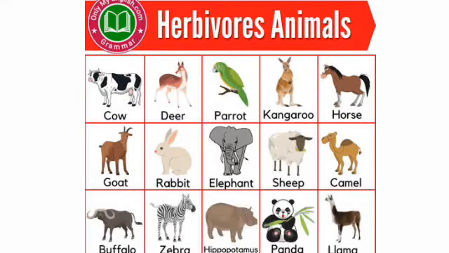Next, this is a picture showing more examples of herbivorous animals. You see cow, deer, parrot, kangaroo, horse, goat, as I said earlier, rabbit, elephant, sheep, camel, zebra, panda, and so on.